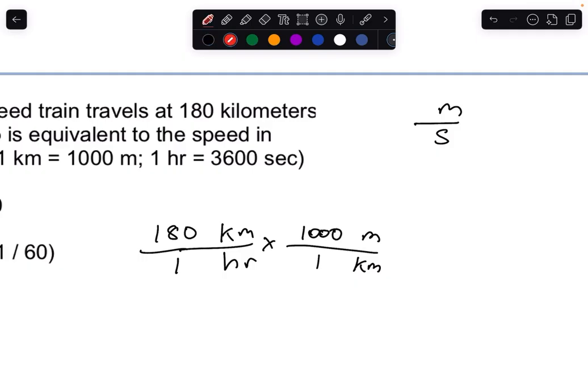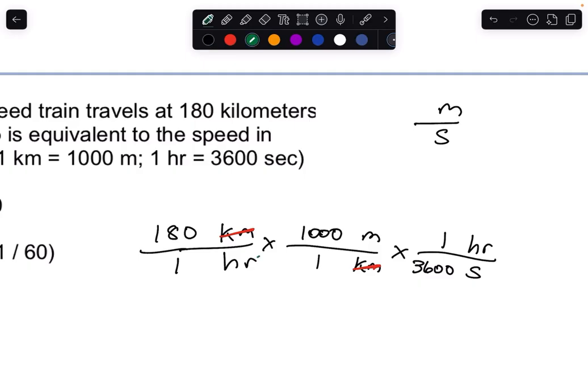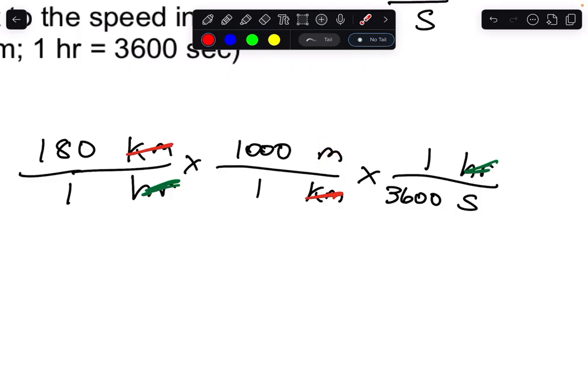What this means is that when I multiply these fractions out, your kilometers cancel out. My answer is currently going to be meters over hours, but I don't like hours on the bottom, so let's get rid of the hours. If you want to cancel hours and end up with seconds on the bottom, 1 hour, by definition, is equivalent to 3,600 seconds. Hours is on the bottom and hours is on top, so those cancel, and the only units left over are meters and seconds.